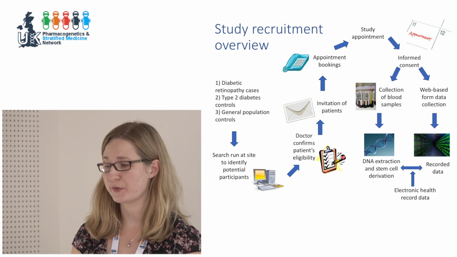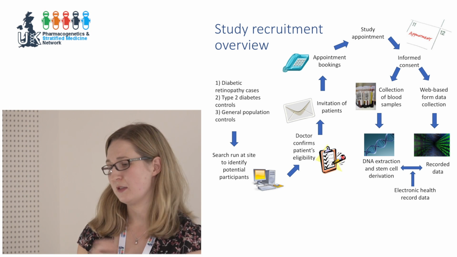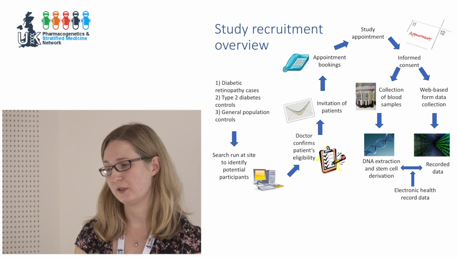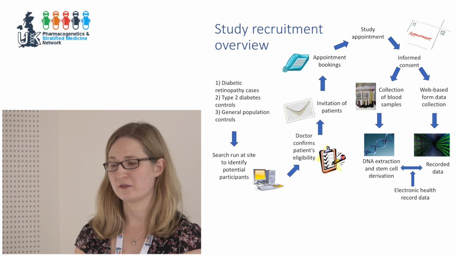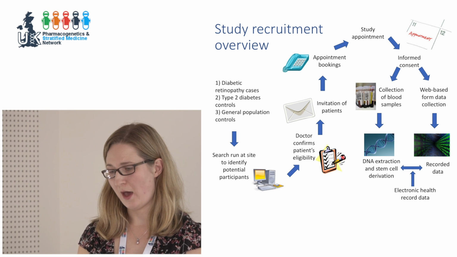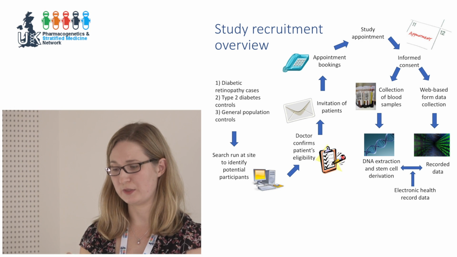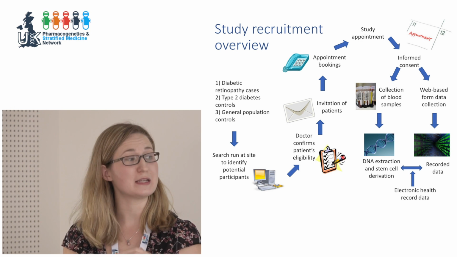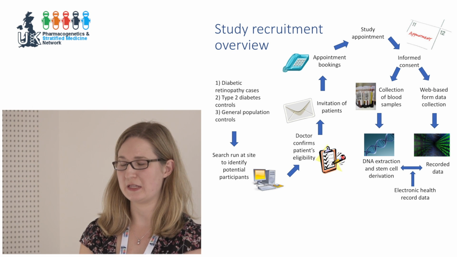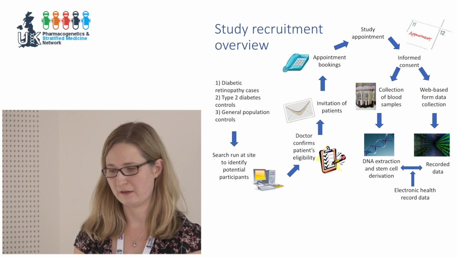There's collection of blood samples so that we can extract DNA, and we can also later derive stem cells. There's also a limited web-based form data collection. We collect participant contact details, basic details on ethnicity, and their case control status, so we can later integrate this DNA and stem cell derivation along with the recorded data. Once recruitment is complete at the site, we will then extract the electronic health record data on relevant records for the patients, on their diabetes or the diabetic retinopathy.